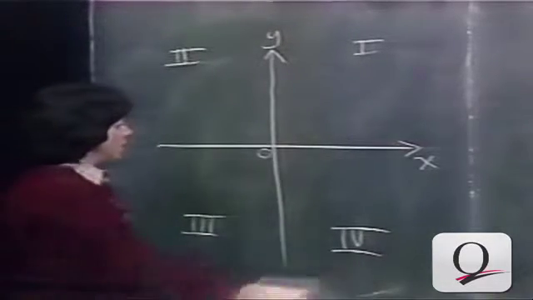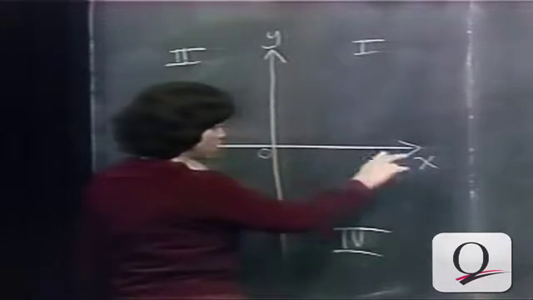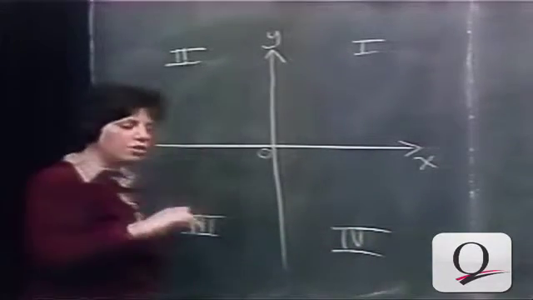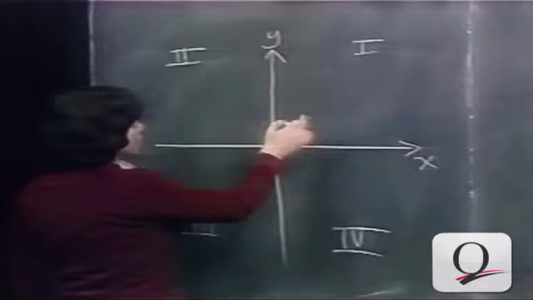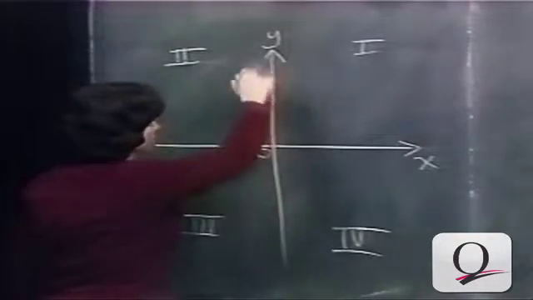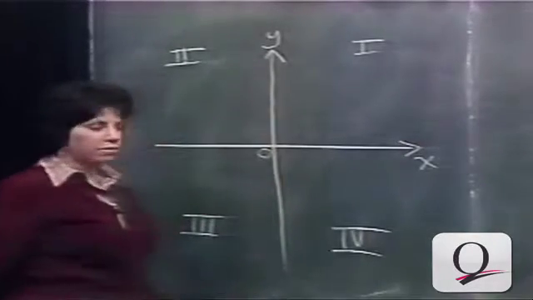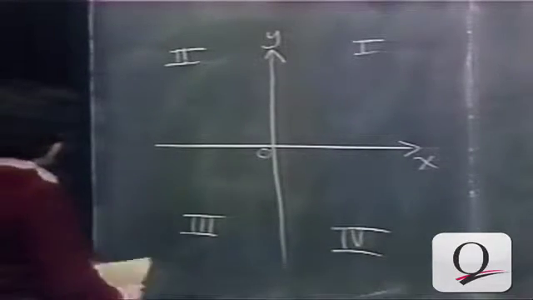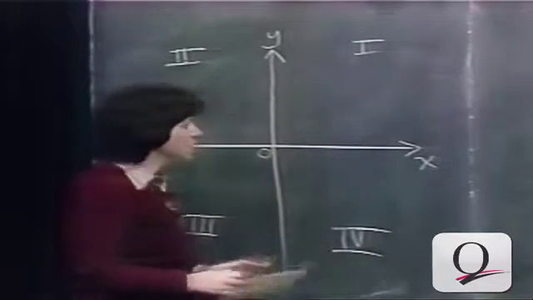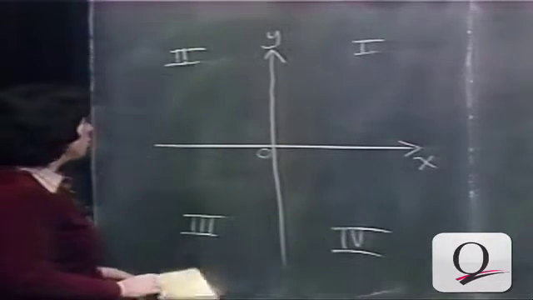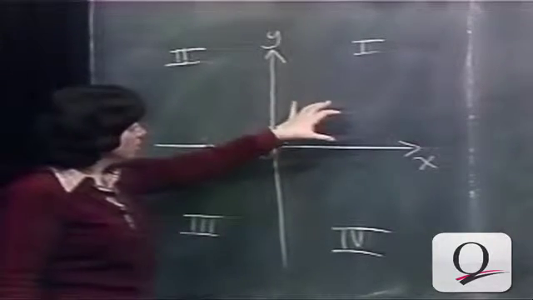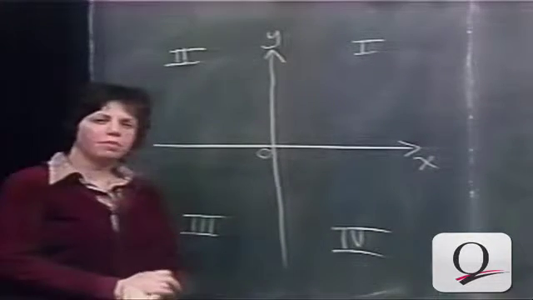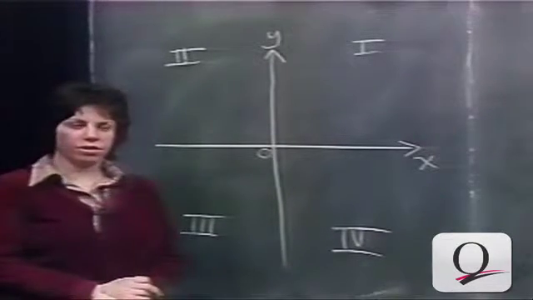Okay, we take the horizontal axis to have its positive direction to the right. This is arbitrary, but this is the way we usually do it. And the vertical number line has its positive direction up. Now, with this system, it is possible to locate any point in the plane by means of an ordered pair of real numbers.